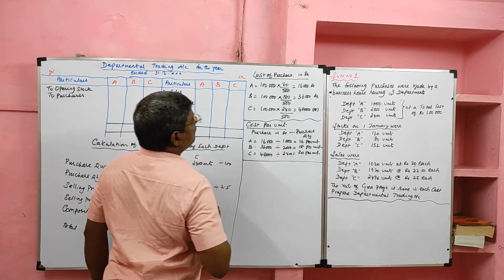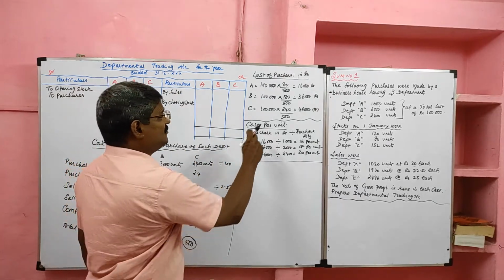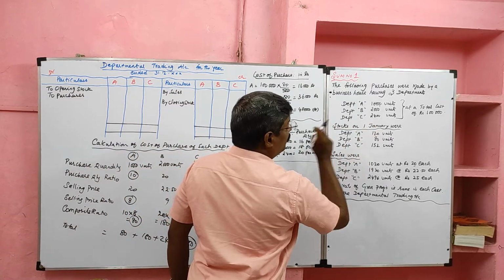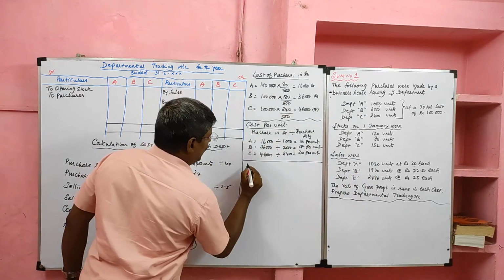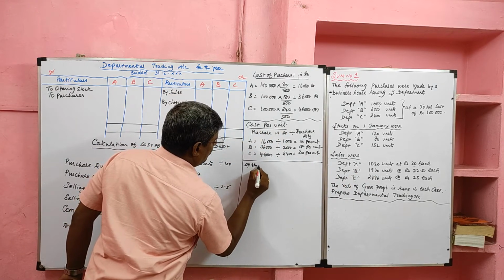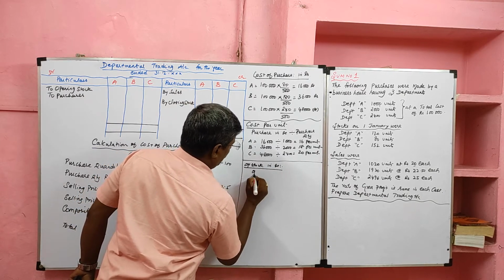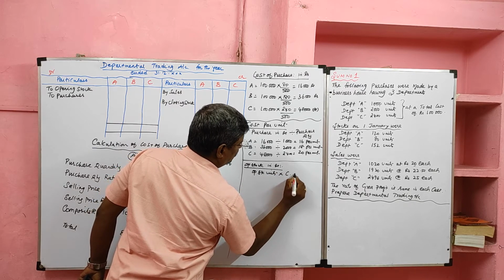Now we ascertained cost of purchase and cost per unit. Why did we ascertain cost per unit? Because opening stock units are given, but we have to ascertain opening stock in rupees. Now we are going to find opening stock in rupees. Formula: opening stock units into cost per unit.